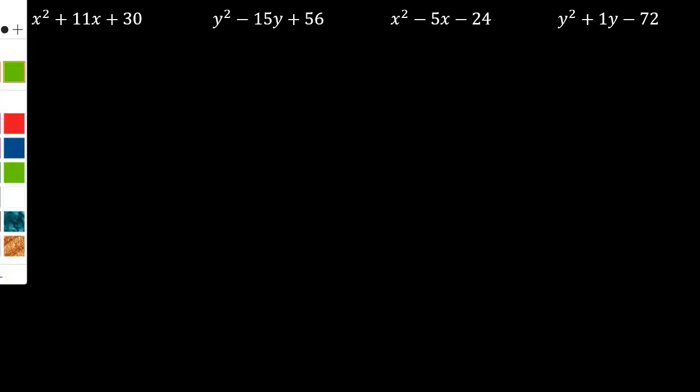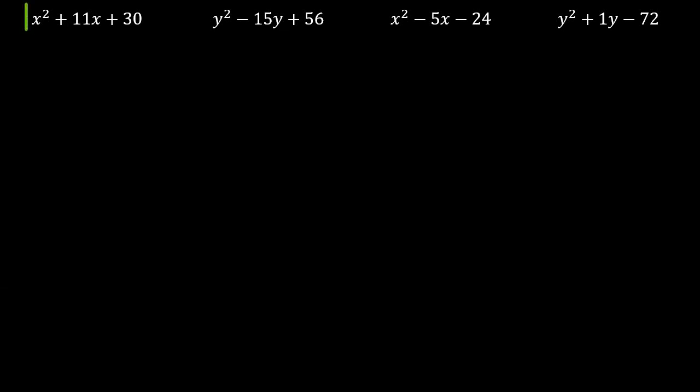Factor trinomials. The leading coefficient for all of these is going to be 1, which makes it a lot easier. For all of these, we're looking for two numbers that multiply to the last number and then add up to the middle number. Some of you will be able to do this in your head rather quickly, and some of you will take time to write them out and make a table.